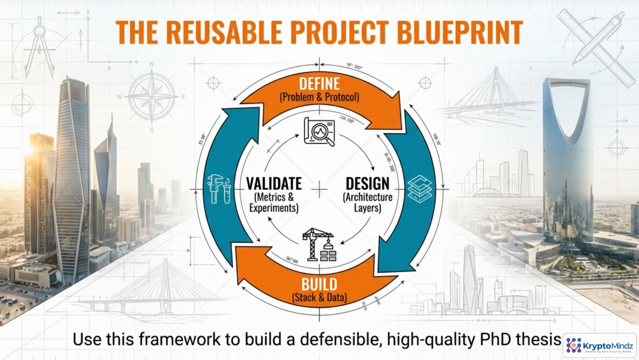This is the core mental model for every project you design in this course. First, define the problem and research protocol so they're precise, measurable, and grounded in the Saudi context. Then design your architecture layers from data through AI and blockchain components. Next, build the stack and datasets needed to test your ideas. Finally, validate with clear metrics and experiments. You loop through these steps until your thesis is defensible and solid.